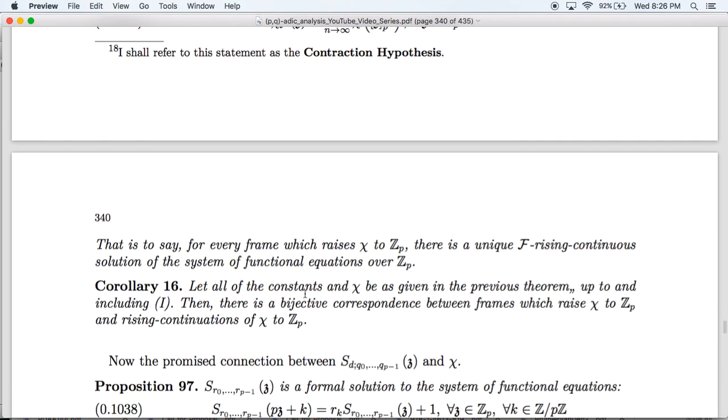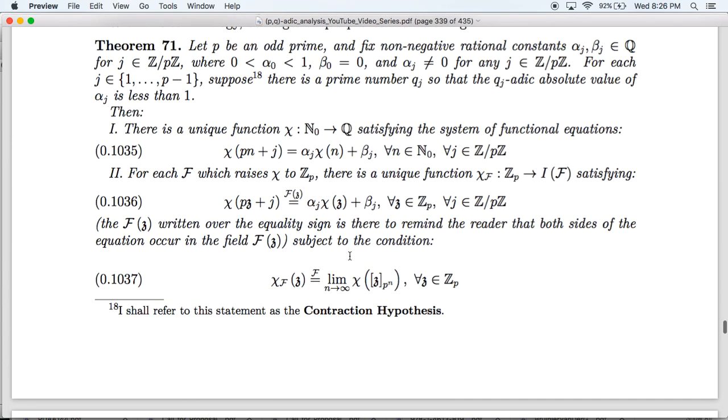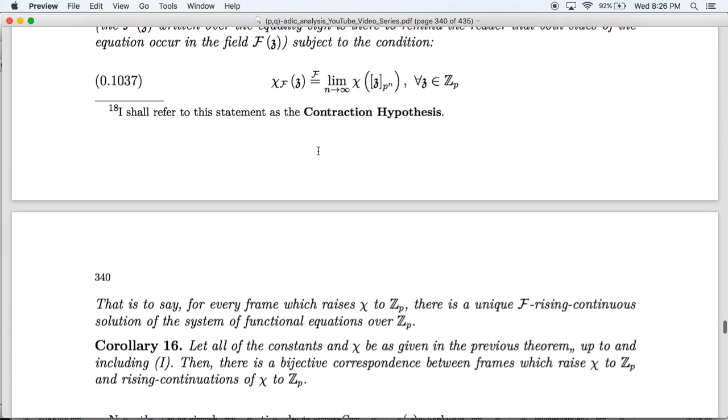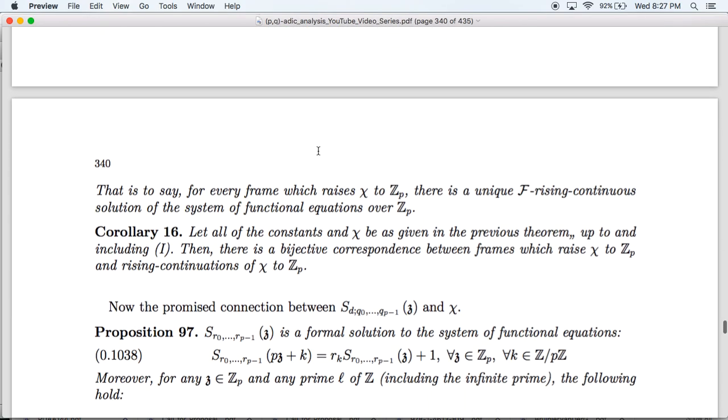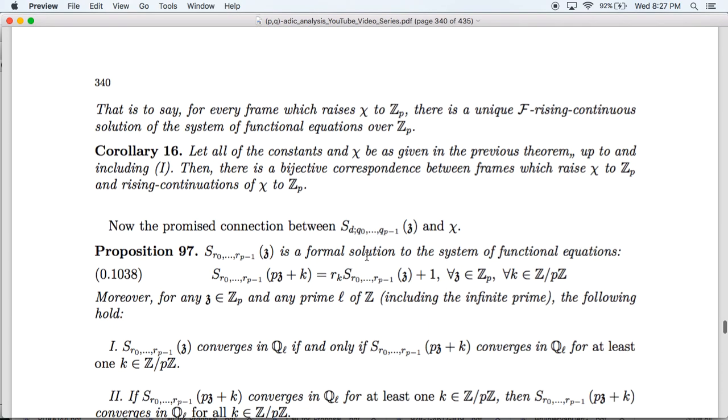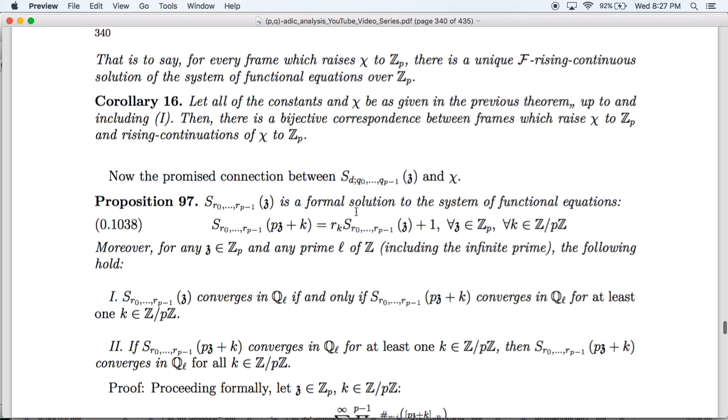So the corollary of all this is: let all the constants and chi be as given in the previous theorem, up to and including 1. Then there is a bijective correspondence between frames which raise chi to Zp and rising continuations of chi to Zp. And we can subsume all of those different frames into a single frame by using the thick frame formalism. Now we have the connection between our F series and chi.